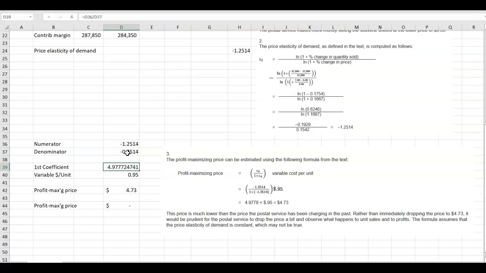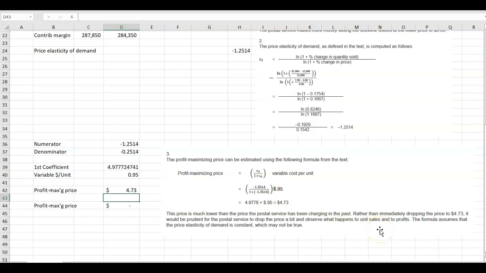So if we divide that, now we calculate the first coefficient, which is D36 divided by D37. So we've calculated what's in the parentheses. Then we have to multiply it by the 95-cent variable unit cost. That's right there. We do that, and we can then calculate the profit maximizing price. And we did that. We come up with 4.73. Okay? So given this information and our little test, it appears that 4.73 is the profit maximizing price.